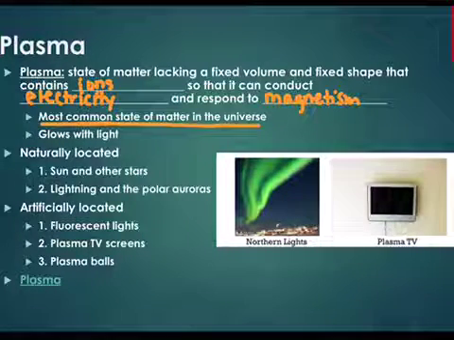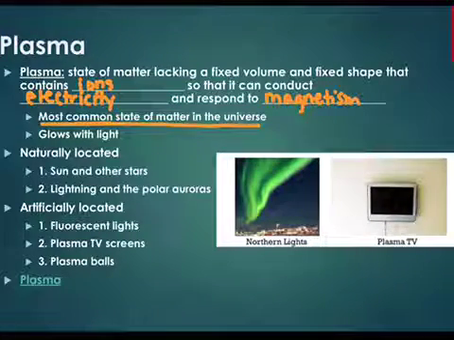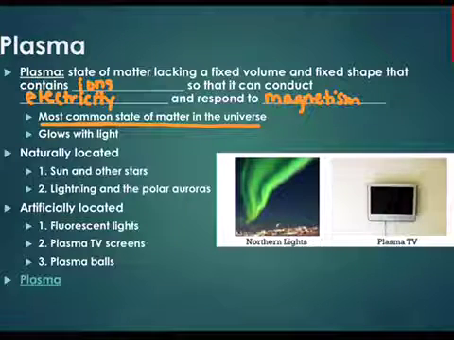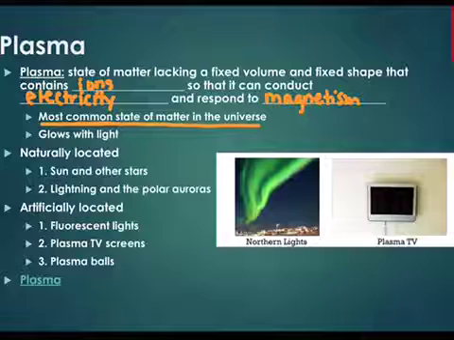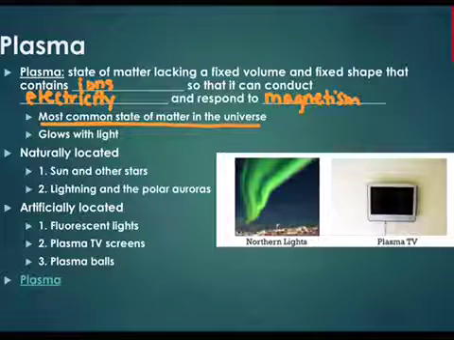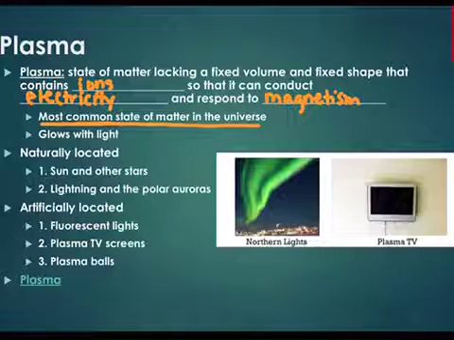It can be naturally located, such as in the sun and other stars, lightning, and the northern lights. Those all have plasma in them. Or plasma can be artificially created, such as with our fluorescent lights, our plasma TV screens, or plasma balls. All of those incorporate plasma.